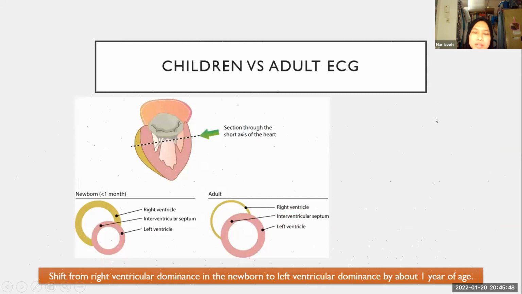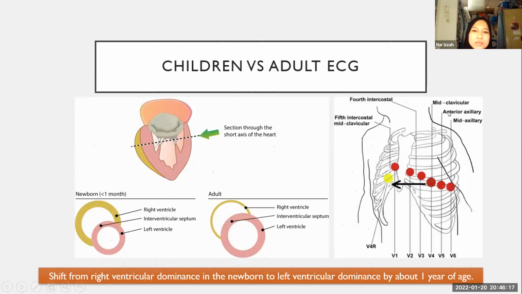Okay, the last one is because, as we know, in intrauterine life it predominantly uses the right side of the heart, right? Because of the increase in pulmonary resistance. After birth, they shift from the right ventricular dominance in the newborn to left ventricular dominance at about 1 year of age, usually up to 3 years old.